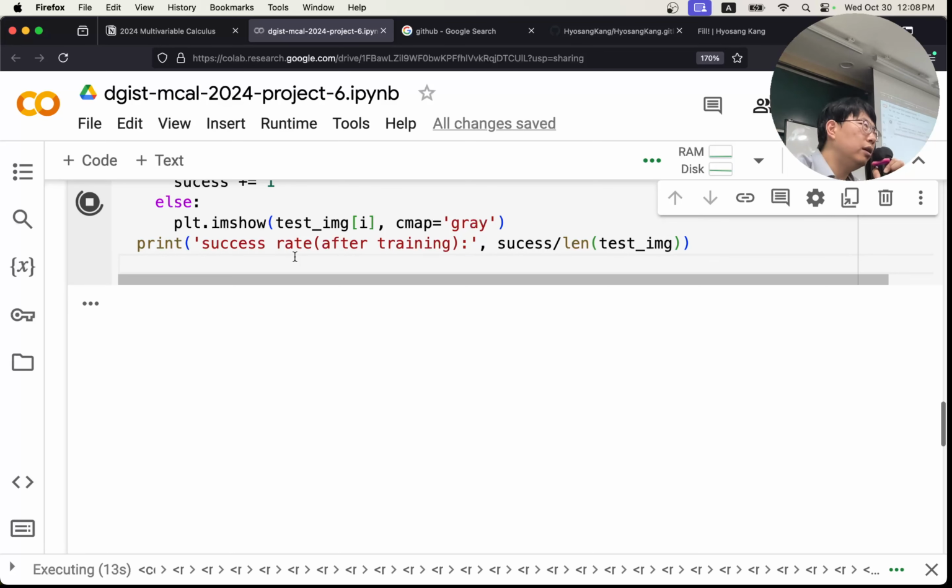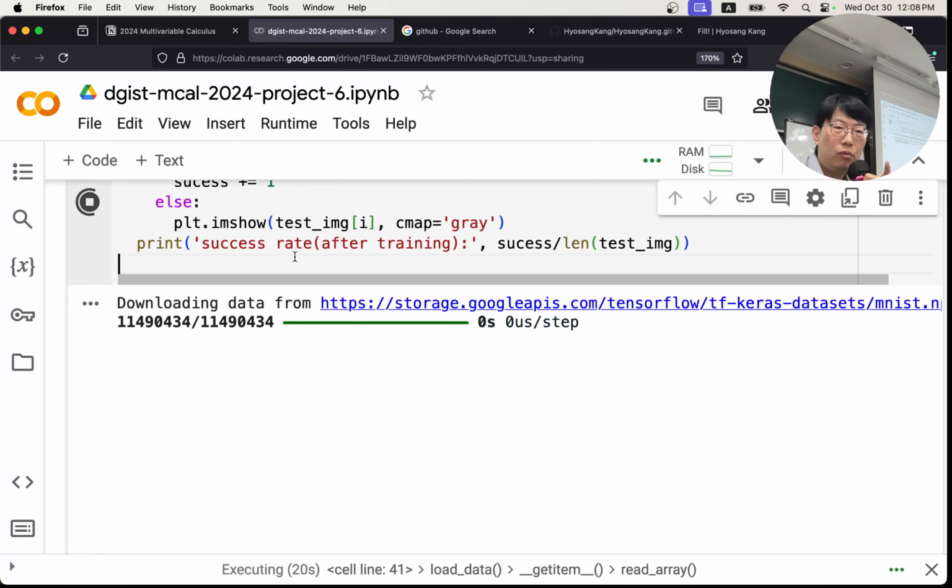So before the training, it's somewhere around 50%, so basically no prediction going on. But once it's fully trained, the success rate goes up to like 99% because it's an easy set of images. It's just 0 and 1.